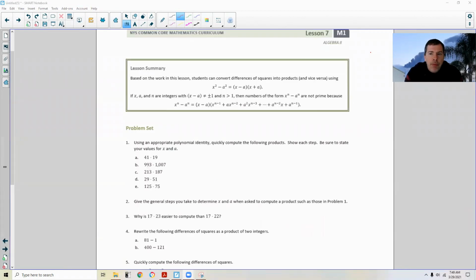All right, page 3 brings us to the end of lesson 7. Review the lesson summary and go to your problem set.